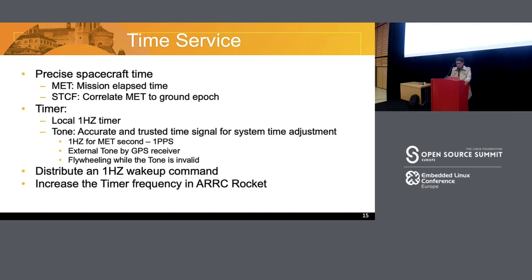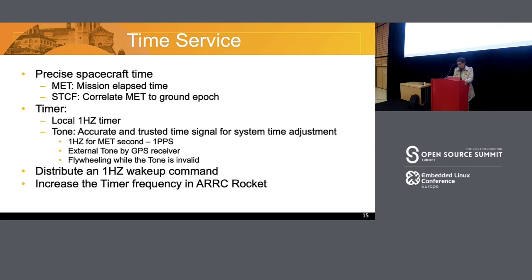And the time service is another important component. The time service in CFS has two important functions. First, it should provide the precise time for the systems. Second, you need to distribute the wake up command. The time service had a 1 hertz local timer, but it also used the external signal with high time accuracy, like the PPS of GPS, to calibrate the timer.